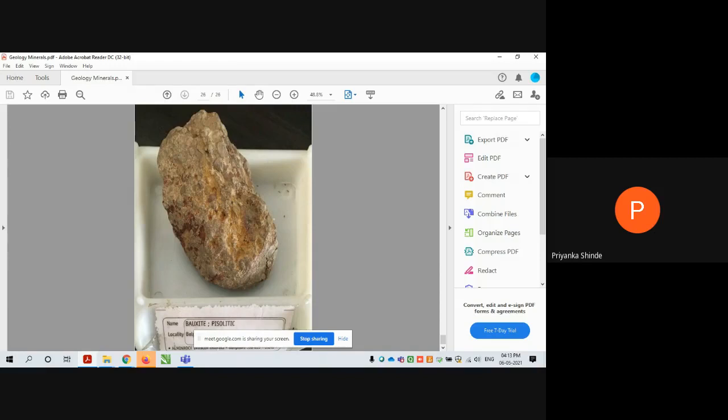You can see the rounded mass on this. It always occurs like this with a spherical surface, the circular structure on the surface. That structure is called pisolitic structure. These circles are of pea size, so it is called pisolitic. So if you see a rounded structure on the surface, then it is called bauxite. Okay, pisolitic bauxite. So pisolitic is a form of that particular mineral.